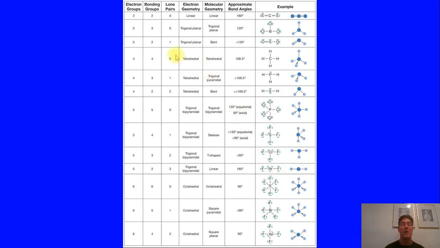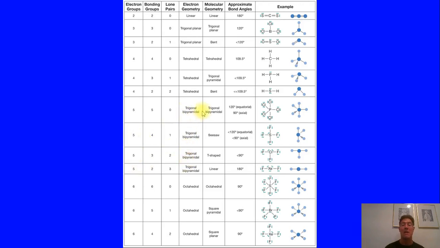And so here is a great chart. Again, it gives you the electron geometry, which is always going to be the same depending on the number of bonding and non-bonding electrons. So if you have 5 electron groups, it doesn't matter how many are bonded and unbonded, all 5s are going to be trigonal bipyramidal. Look at all the 5s. The electron geometry is always going to be trigonal bipyramidal.